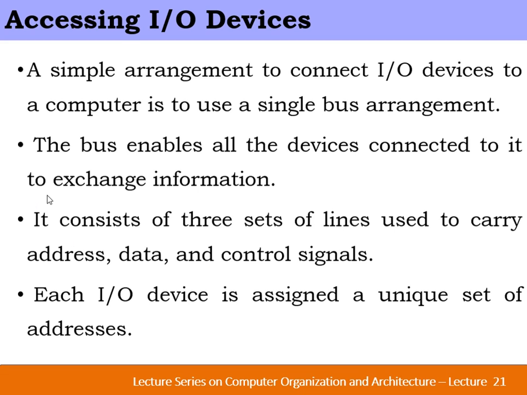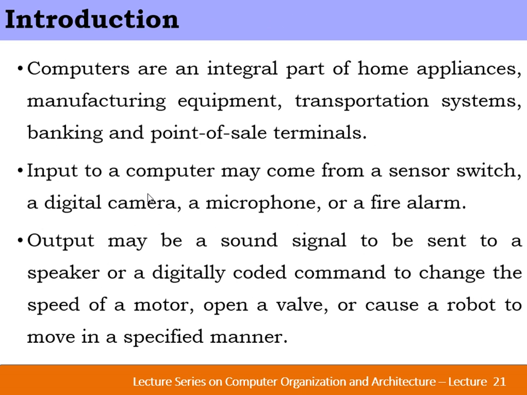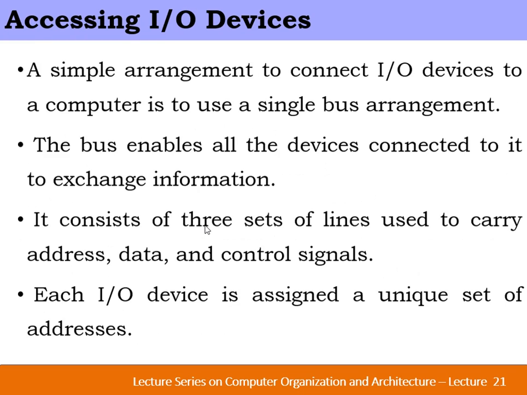Now we'll discuss, regarding the computer, how it should be capable of exchanging information. How well it can exchange the information, and what the scenarios are in order to exchange the information. So now we'll discuss accessing IO devices. We know normal IO devices like keyboard, display devices, monitor, and so on.